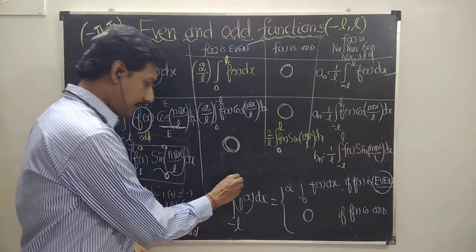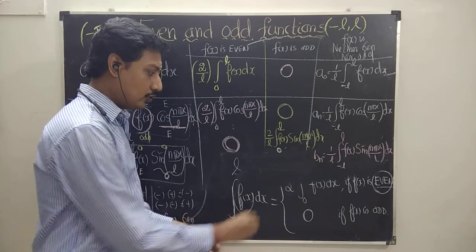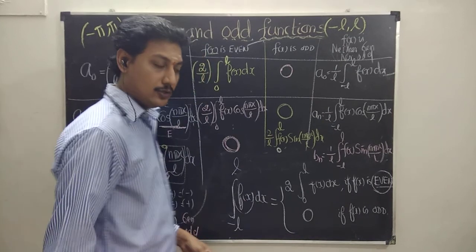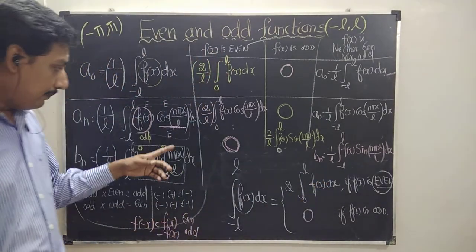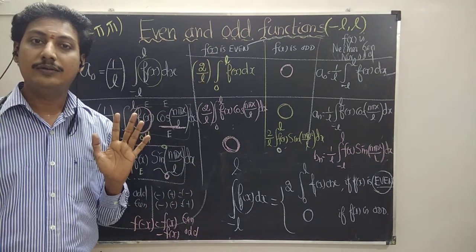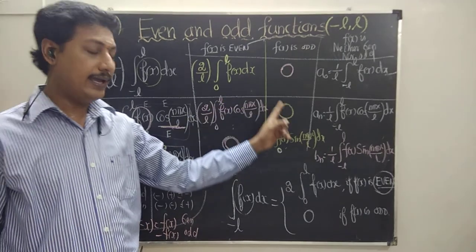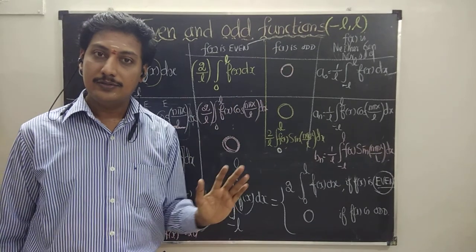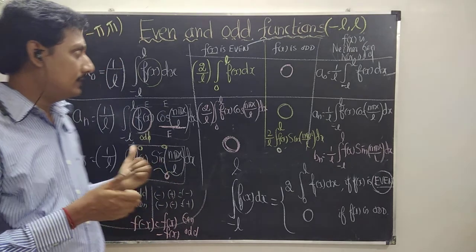What is the property? Integral from minus L to plus L f of x dx is equal to 2 times integral from 0 to L, if f of x is even. So with the help of this property, I came to know that bn value is 0 if f of x is even. So no need to find out that value. A0 and an value are 0 if the function is odd. So it will save our calculation work. So that is the use of this topic.